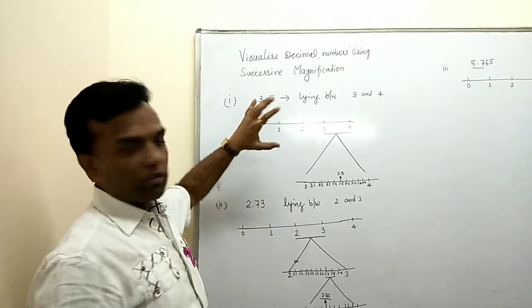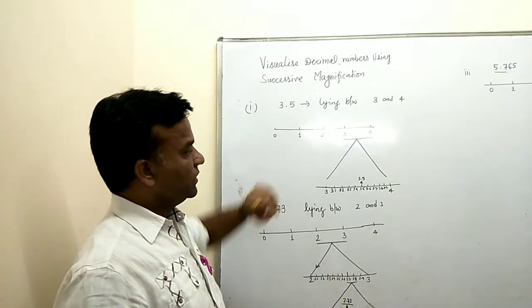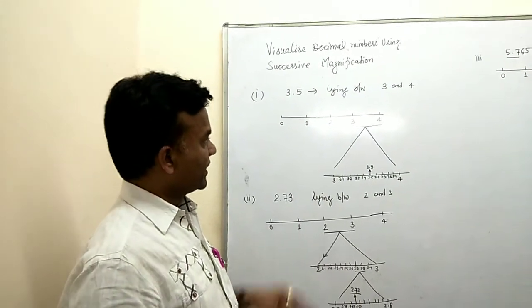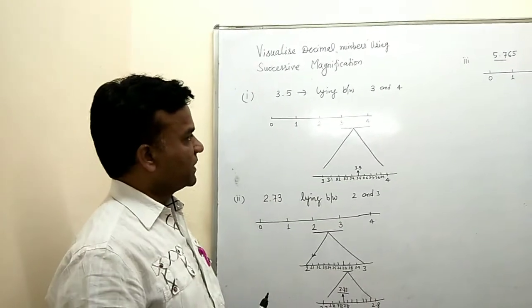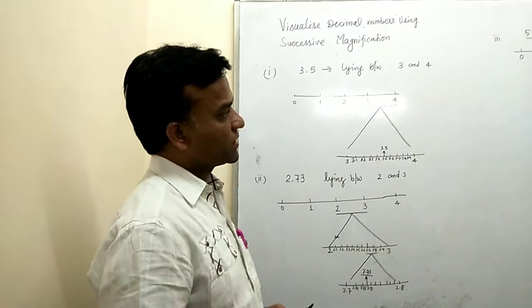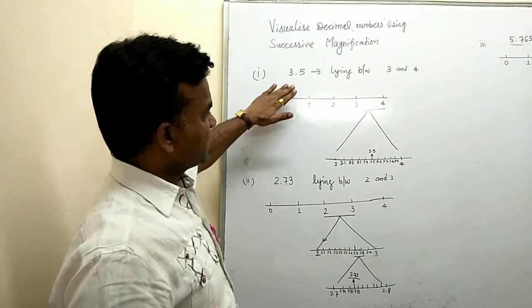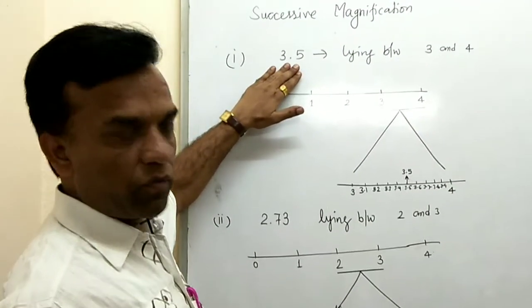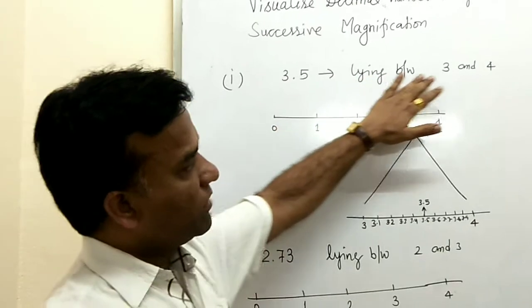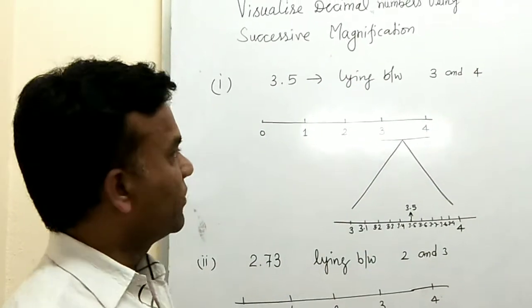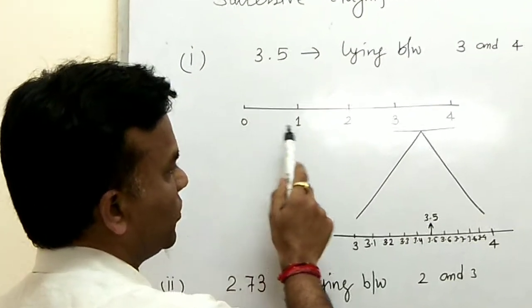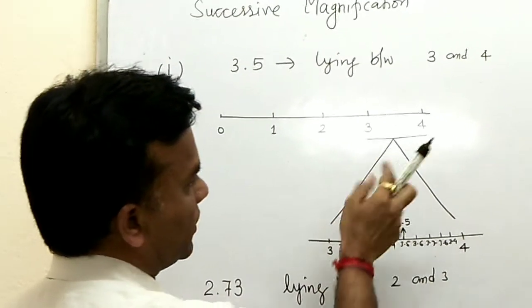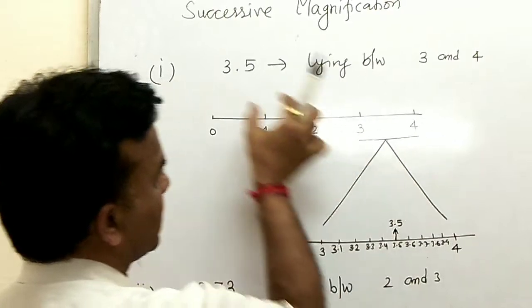Whichever number is given in the question, you write it down. Here we have 1 place, 2 place and 3 place decimals, for illustration as examples. First we select the number 3.5. We know that it lies between 3 and 4. So here we draw a number line and write 0, 1, 2, 3 and 4. So 3.5 lies between 3 and 4.